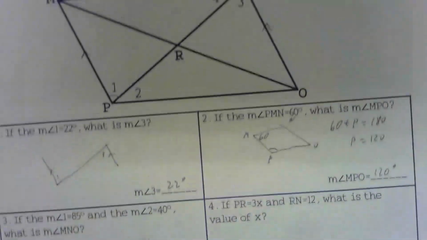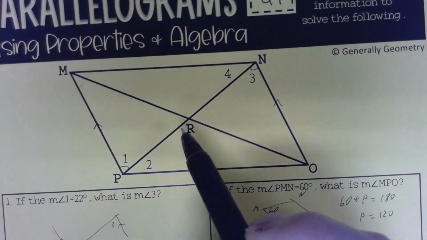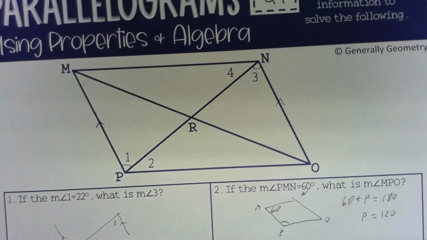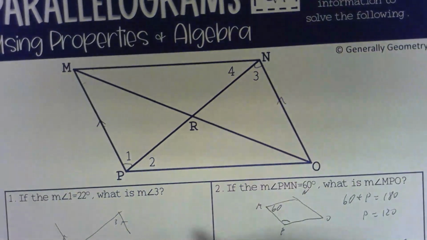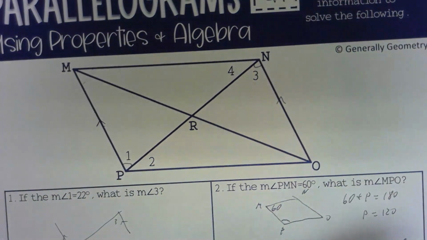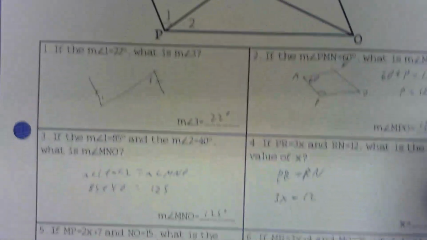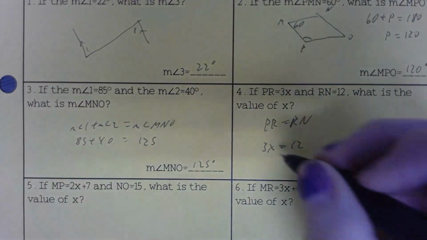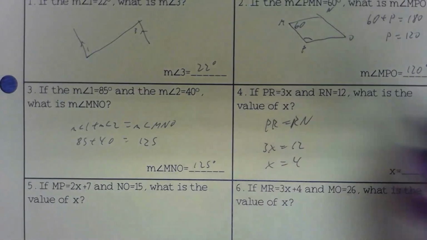So PR is part of this diagonal. RN, the other part of that diagonal. Remember, the diagonals bisect each other, so PR and RN should be the same size. PR is equal to RN, so 3x equals 12. And then we can divide by 3 to find that x is 4. So what's the value of x? 4.